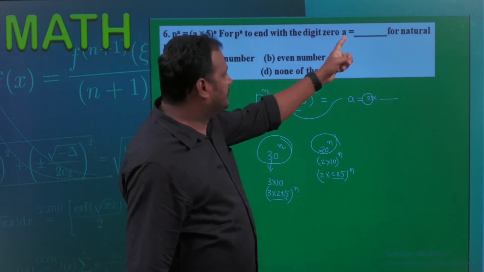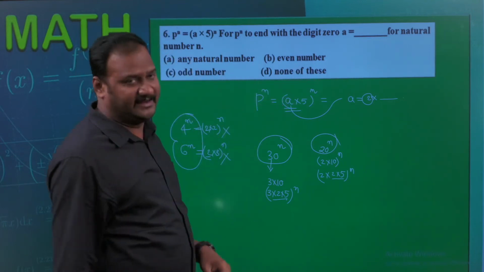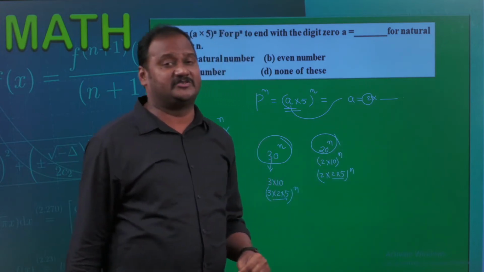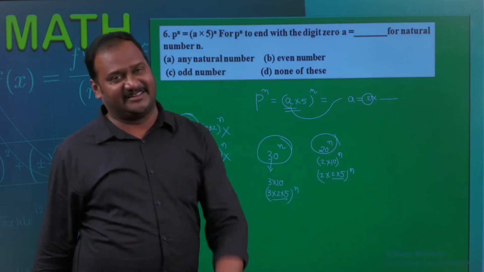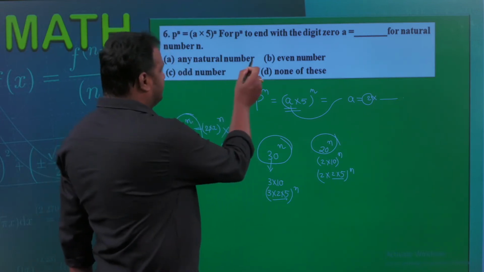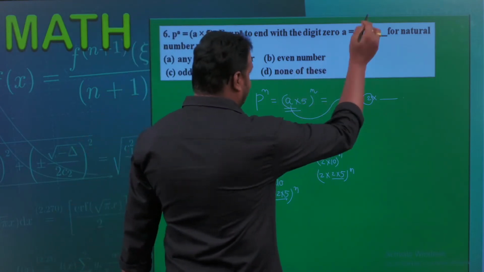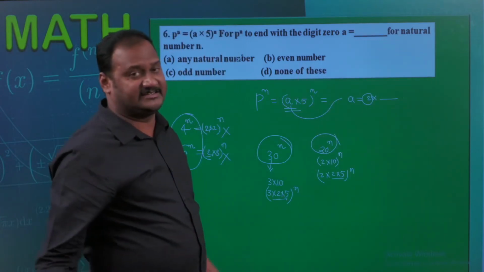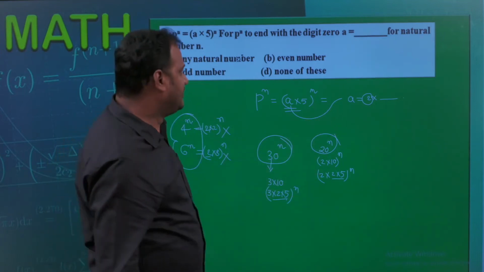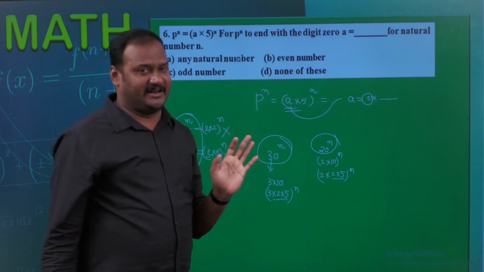Now coming to the problem: for p power n to end with the digit 0, a is equal to what, for natural number n? See here, a can be expressed as 2 into something. 2 into something means what? That number should be an even number, because every even number can be expressed as 2 into something. Any natural number, of course it is not. Every even number, of course, is the correct option. It cannot be an odd number. Therefore, our answer is any even number.